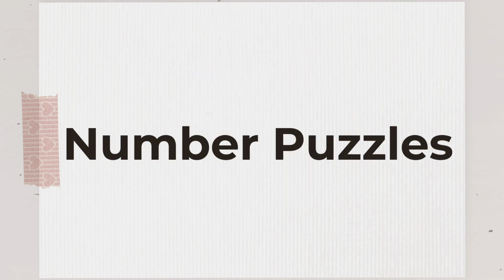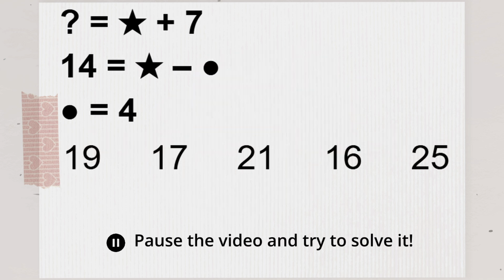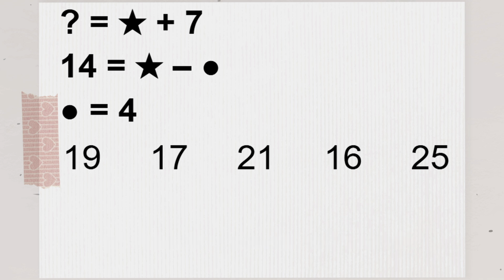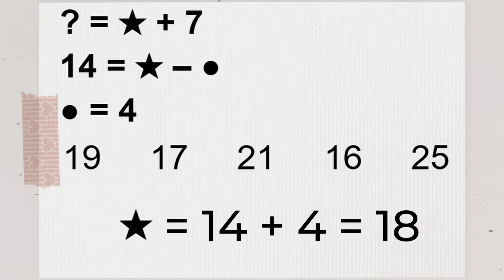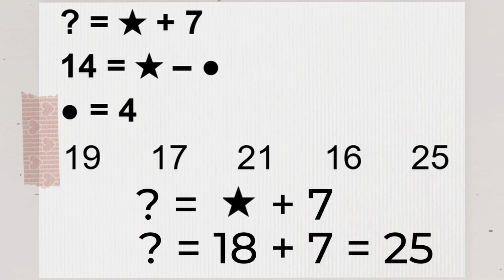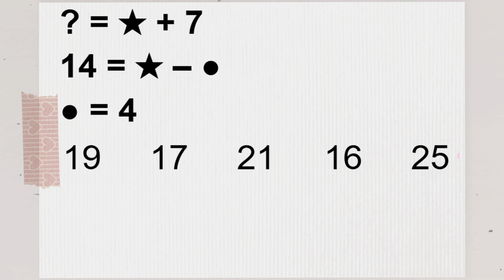The final subtest in this battery is number puzzles. In this question, you are given equations with a missing number, indicated with a question mark. You must solve the equations to determine what number should replace the question mark. Let's start by solving the third equation. Now we use this value in the second equation. Add 4 to both sides to find the value of the star. Now use the value of the star in the first equation. So the correct number that goes in place of the question mark is 25.